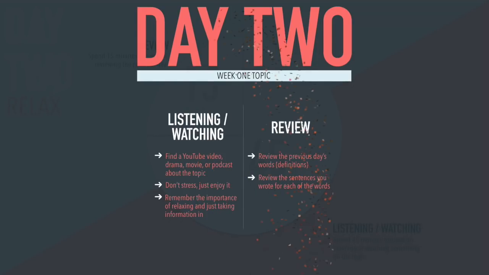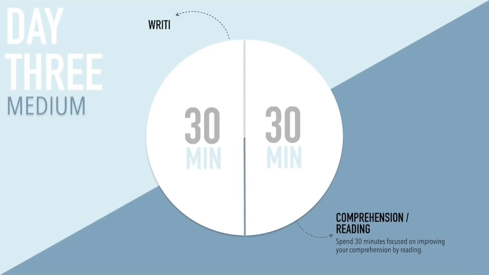Okay, let's keep going. Now we're going to move on to day 3. Day 3 is medium, okay? So it's not high intensity, but it's also not low intensity. It's right in the middle. And this is split up into 2 30-minute periods, all right? The first period is for comprehension and reading, and the second period is for writing. So we're touching all of the parts of English study.